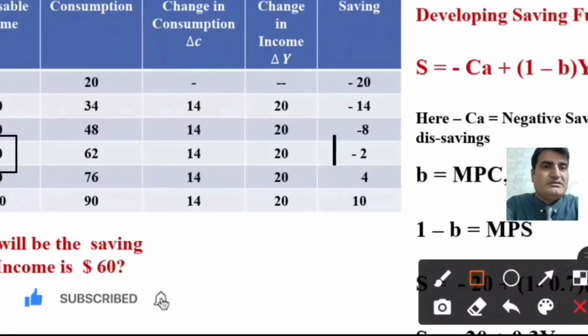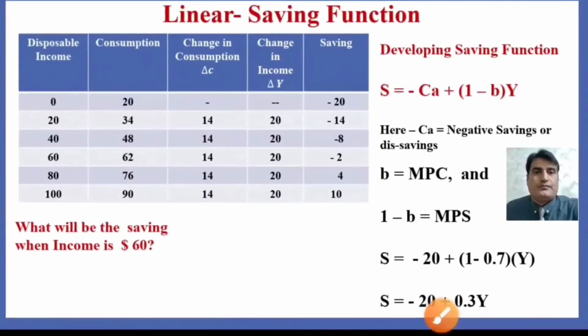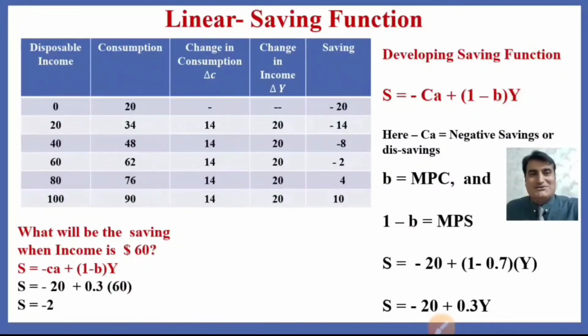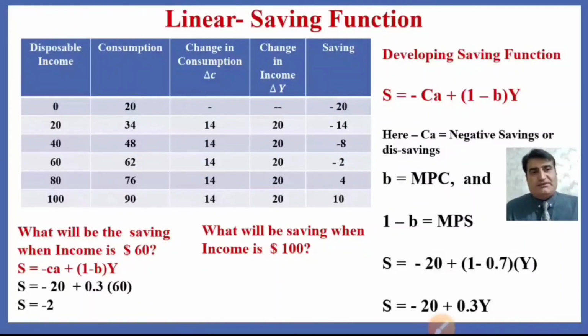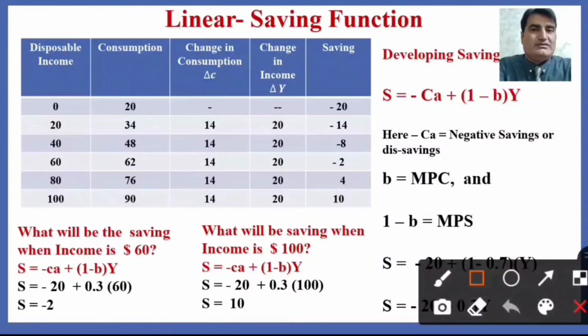When the income is 60, our saving is minus 2. Now we are using this saving function to see whether the saving is minus 2 or not. What will be the saving when income is $60? Using this saving function, minus CA plus 1 minus beta y, the saving would be minus 2. We are further calculating the savings at different levels of income. What will be the savings when the income is 100? You will see using this saving function that when income is 100 the saving is $10.